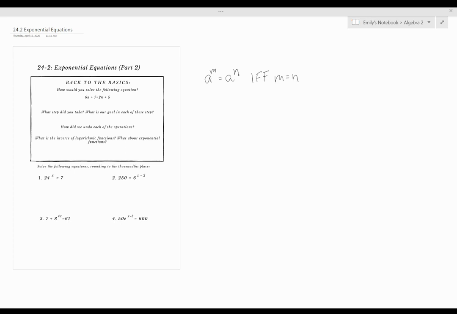Well, this is where another method comes in that I mentioned on the last video, when we were talking about solving exponential equations. We use logarithms and natural logarithms. So today we're going to dive into that.